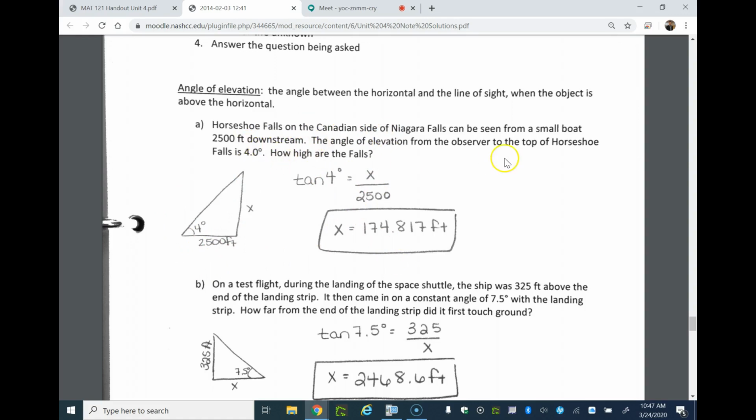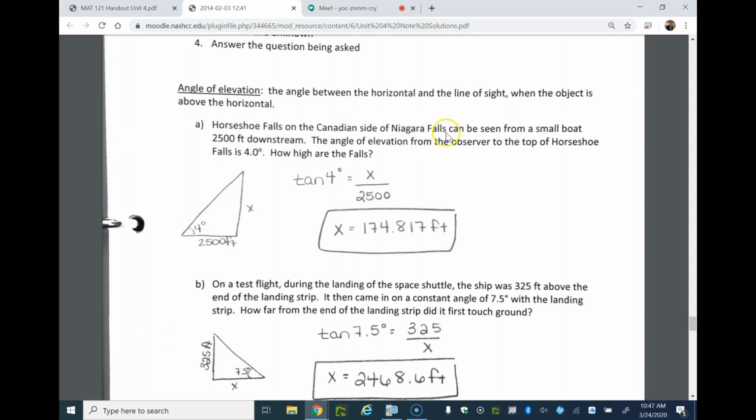So for this one here, the key word is angle of elevation. Angle of elevation means if I'm elevating, I'm going up. So this is why the angle is on the bottom. If I'm going down, depression, then the angle is usually on the top. I'm looking down. But angle of elevation, I'm looking up. So the 4 degrees go here.